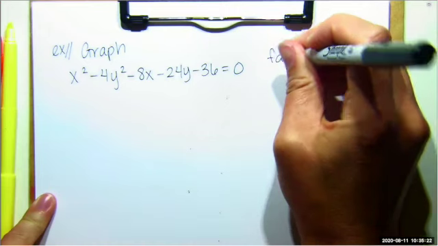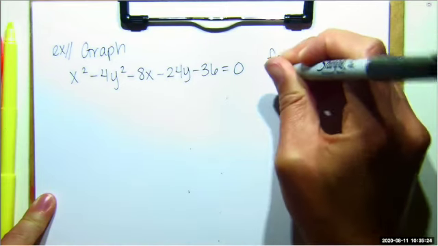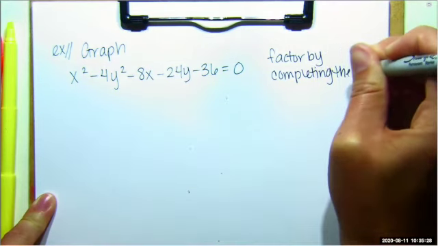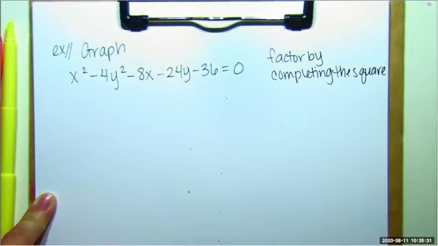I'm going to factor this by completing the square. I'll give you a little bit of review on factoring by completing the square. You should have learned how to do this in your Math 096 class, however. So if you need a little bit more review, make sure you either look at your old notes or Google factoring by completing the square. But I'll tell you how to do it.